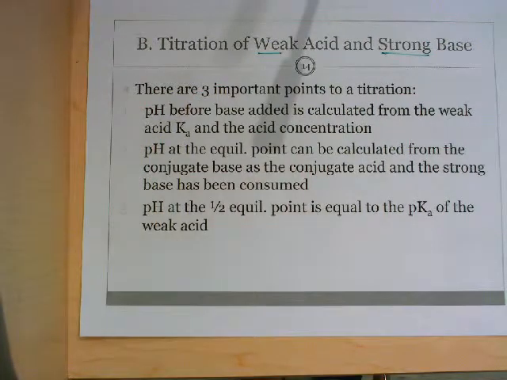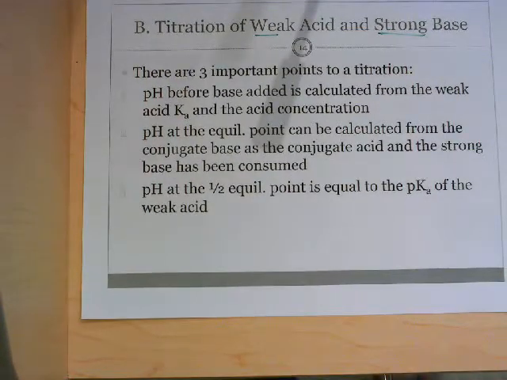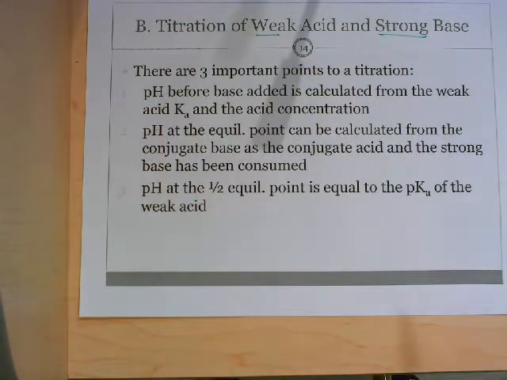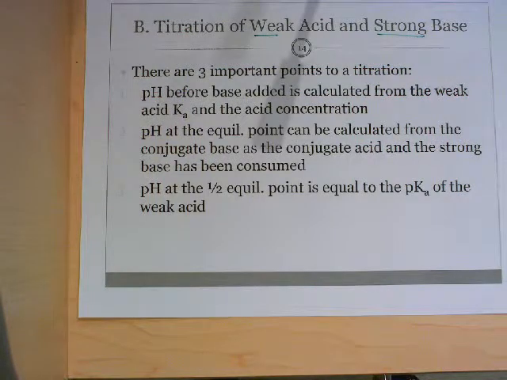Alright, so it's going to be this problem that we've done a bunch of times, where if I have 50 milliliters of 0.3 molar weak acid, what's its pH? Set up the ICE chart, solve it out. You can figure out the pH. The pH at the equivalence point can be calculated from the conjugate base acid combination. And the pH at the half equivalence point is equal to the pKa, because that's the point where moles of conjugate base equals moles of conjugate acid.